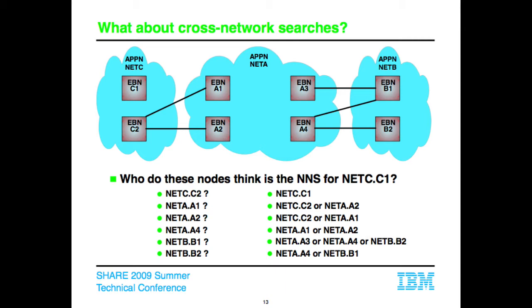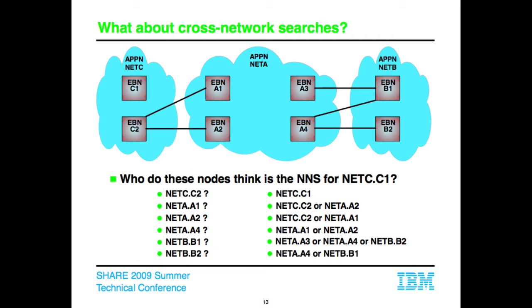So from A2's perspective, either C2 or A1 could be the network node server for C1. How about A4, the node way over here on this side of the network? Well, A4 could either go through A1 or through A2 to get to C2. So from A4's perspective, either A1 or A2 could be the network node server for the resources on C1. How about B1? This node way over here at the top right.